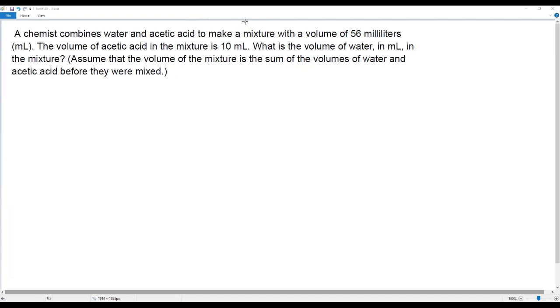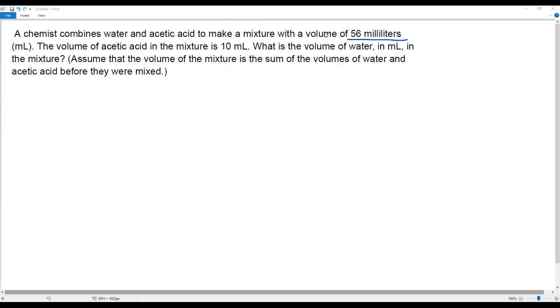were mixed. Okay, here the total volume of the mixture is 56 milliliters, in which we have 10 milliliters of acetic acid. Then the remaining amount of liquid is the water. Okay, our aim is to find the volume of water in milliliters.